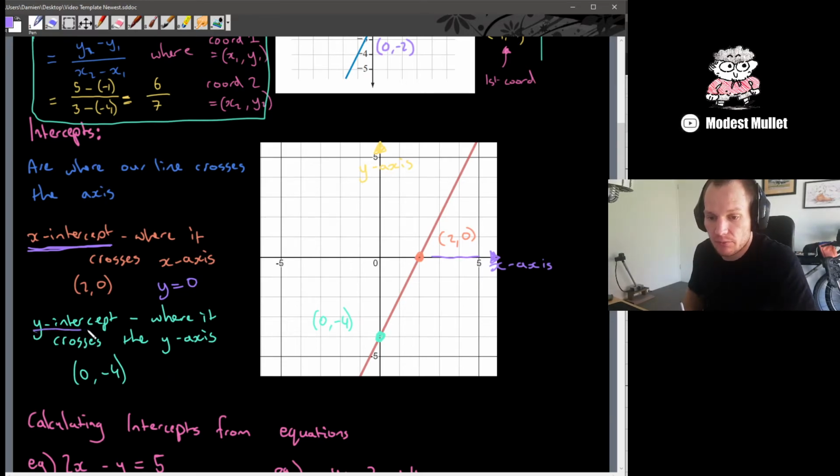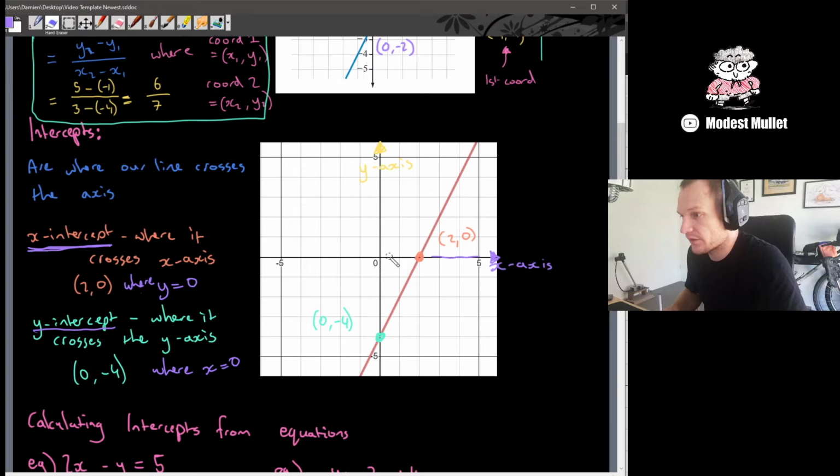And then same thing for the y-intercept, that always occurs where x equals 0. Because if x equals 0, I haven't moved left or right. I'm always here. I'm always on this line. So for the two intercepts, they always occur when the opposite letter is 0, or our opposite variable is 0.